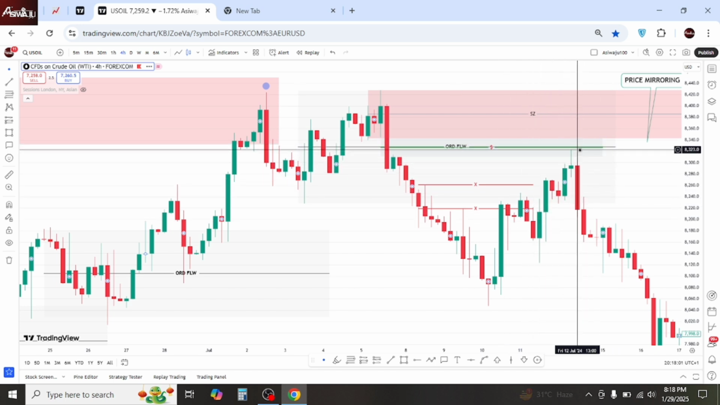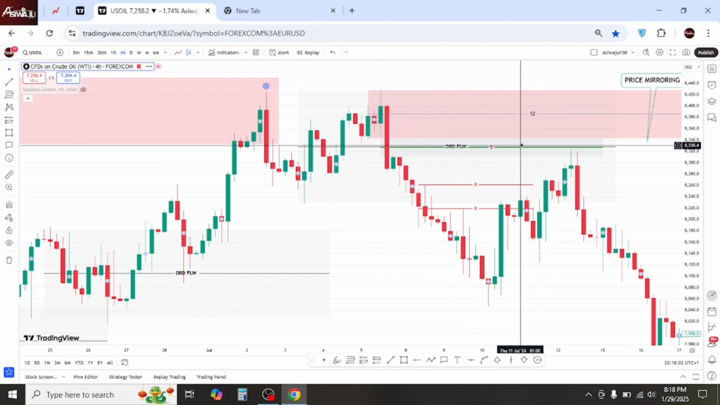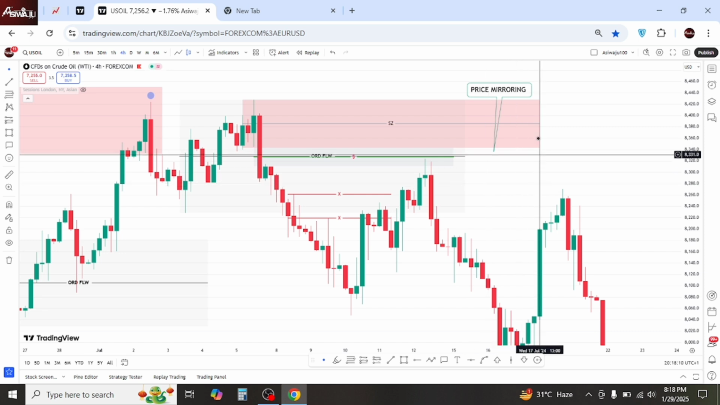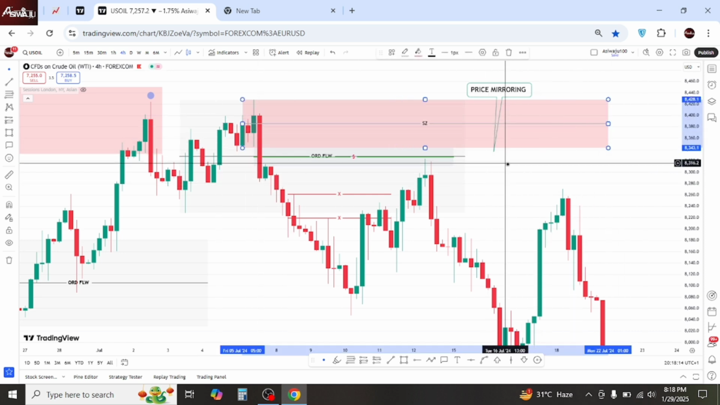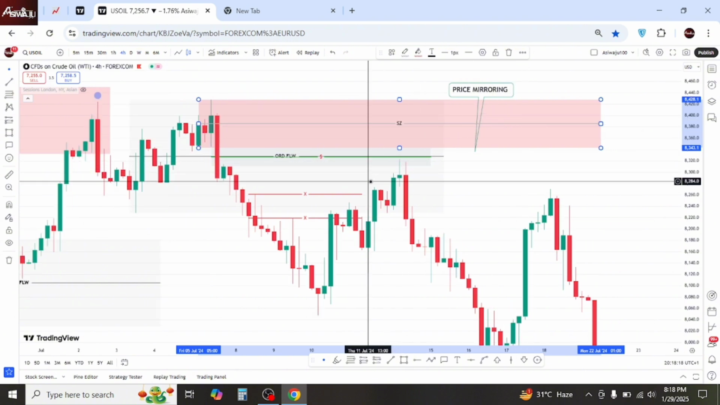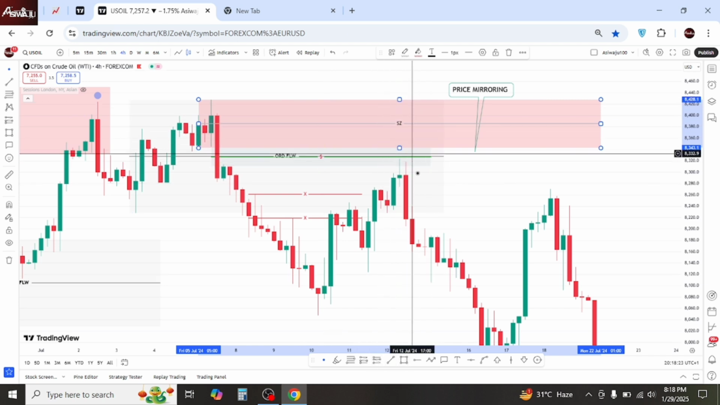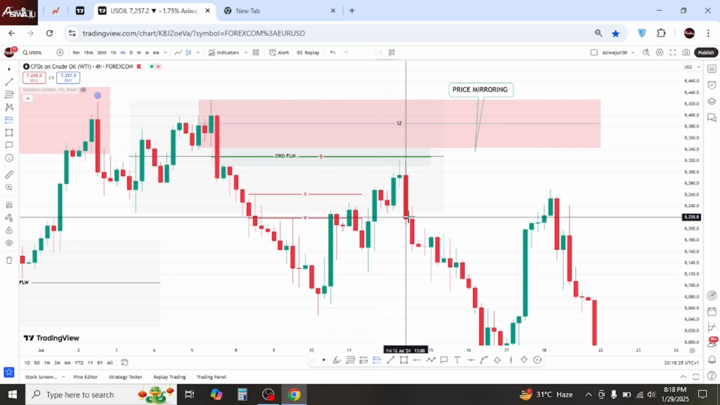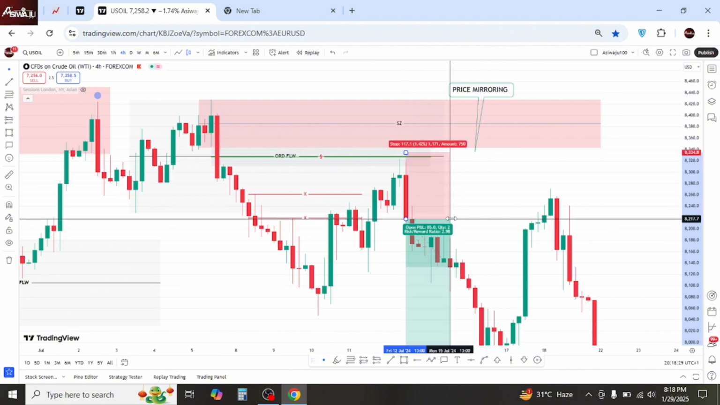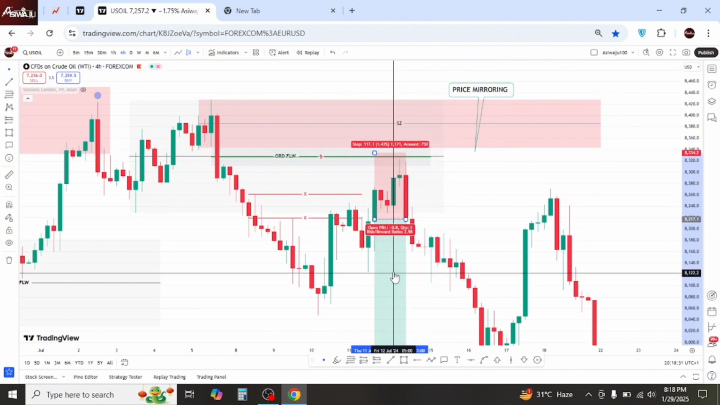Price went up inside this order flow to mitigate our imbalance, which we have here, but failed to mitigate our supply level. So if you are the kind of trader who is waiting for price to come to maybe the supply level before you open a trade, you probably miss out on this trade. But immediately price is in our order flow, mitigating our imbalance, then what happened? We see a momentum shift, then we can open and sell at this point.